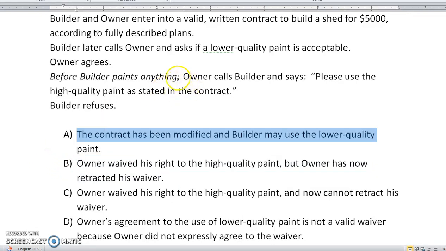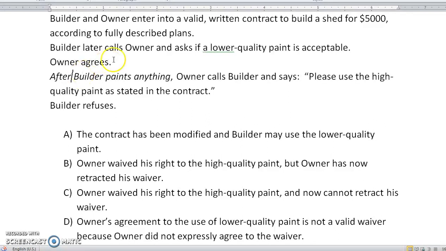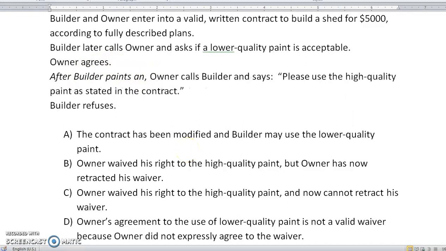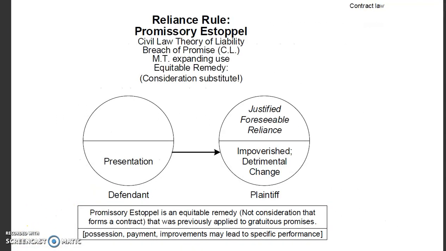Let's take a look at what would happen if the fact pattern was changed slightly, and the builder went ahead and painted the shed with the lower quality paint. Say that after builder paints the shed, owner calls builder and says, please use the high quality paint as stated in the contract, and builder refuses. What situation would we have now? Well, in this case we may be investigating the theory of promissory estoppel, which is graphically illustrated here.